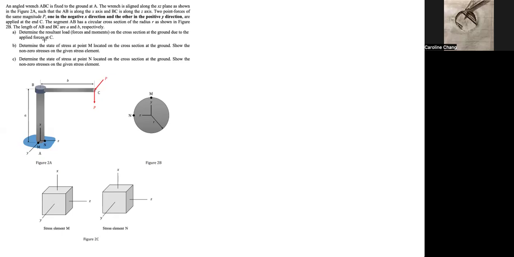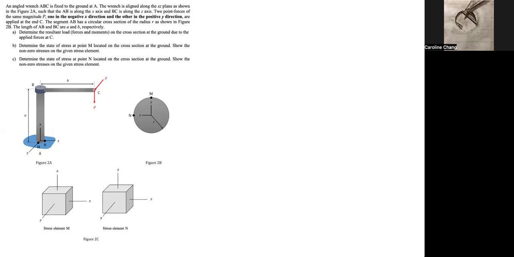The segment AB has a circular cross-section of the radius r as shown in figure 2B. The length of AB and BC are A and B respectively. Determine the resultant load, aka the forces and moments, on the cross-section at the ground due to the applied forces at C, and determine the state of stress at point M located on the cross-section at the ground.